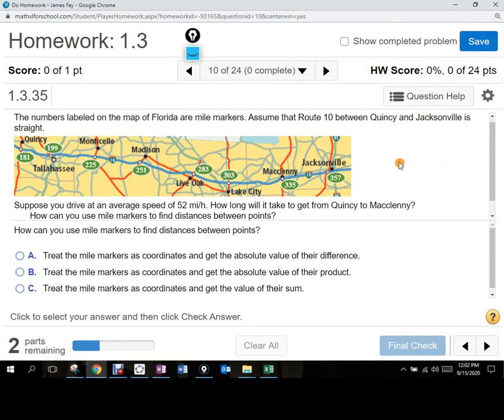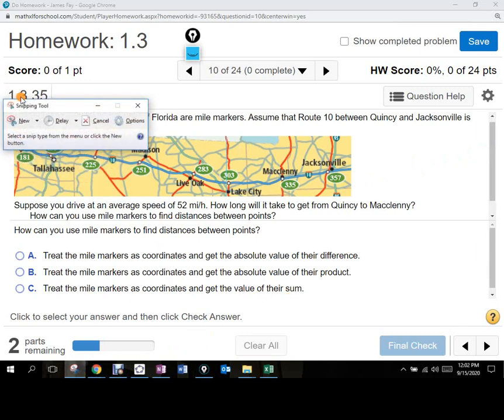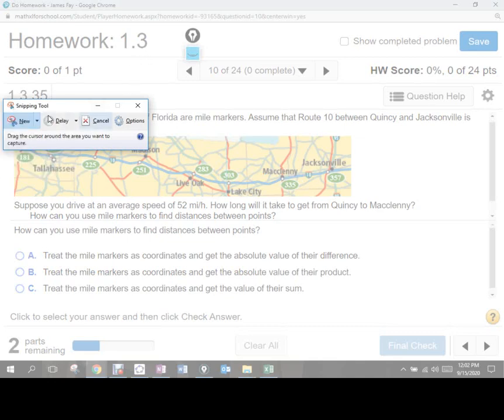All right, so this one says, let me cut this out and put it on a different screen. Easier to deal with.